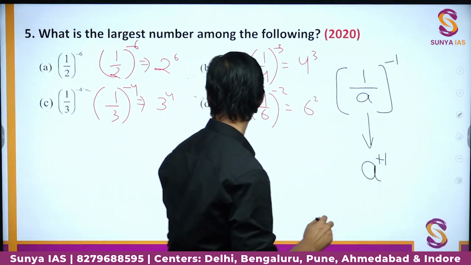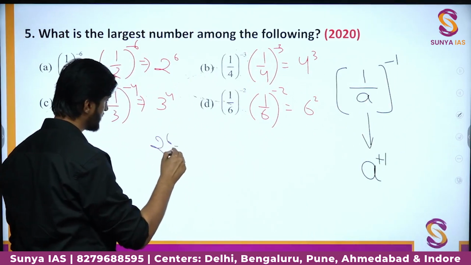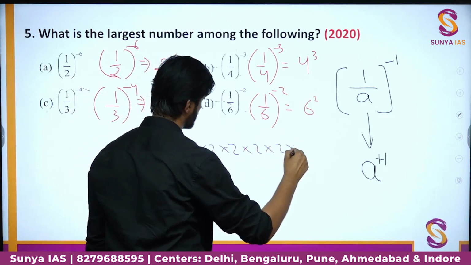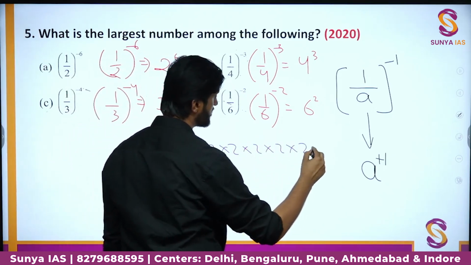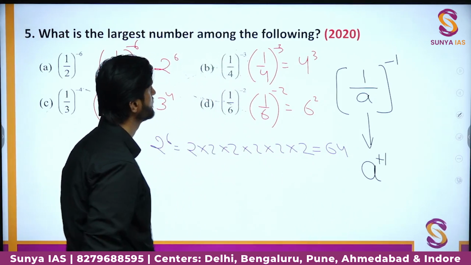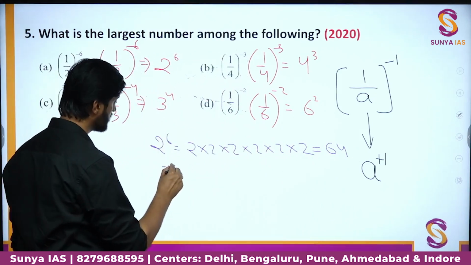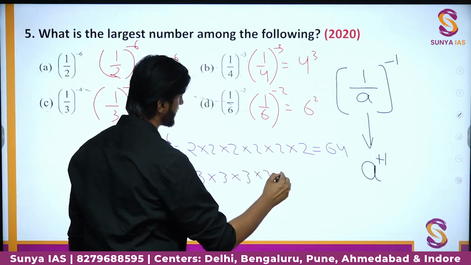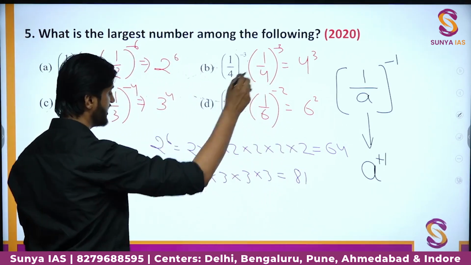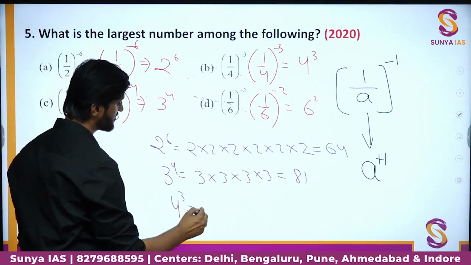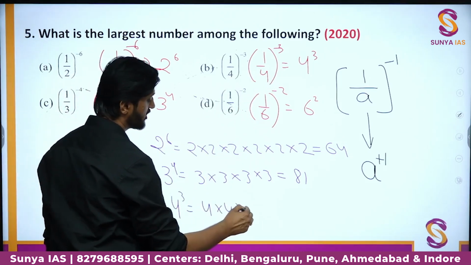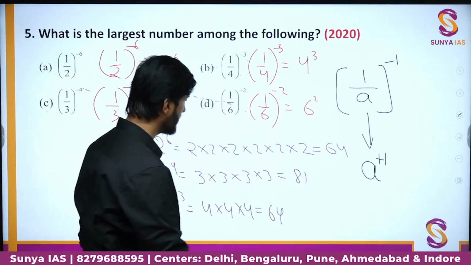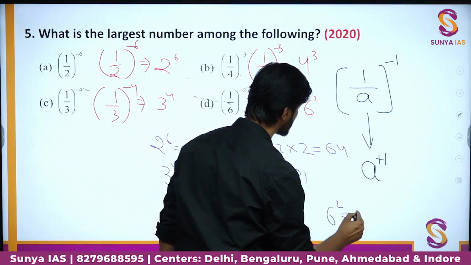We have 2 to the power of 6, which is nothing but 2 into 2 into 2 into 2 into 2 into 2. When you multiply all of these, you get 64 as the value. Here we have 3 to the power of 4, that is nothing but 3 into 3 into 3 into 3. When you multiply all of them, you will get 81. Here we have 4 to the power of 3, which is nothing but 4 into 4 into 4. When you multiply all 3, you get 64 again. And finally, you have 6 square, and I think you are aware that 6 square is nothing but 36.